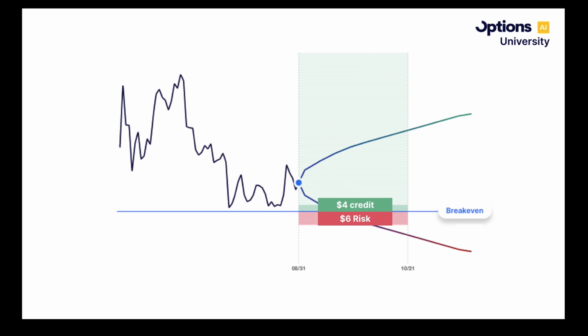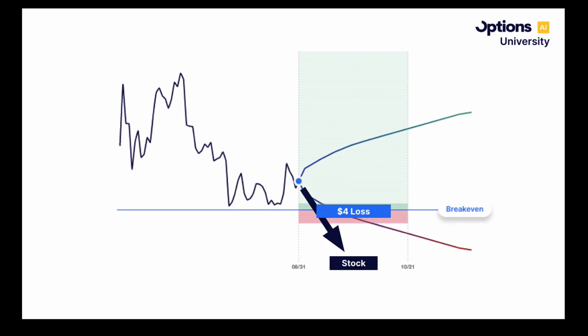Now let's have that stock travel below the spread, but with time left to expiry. Because there is time left, the spread won't be trading at a max loss yet. In this example, it's now worth $8. That's a loss of $4 mark to market from the initial $4 credit.